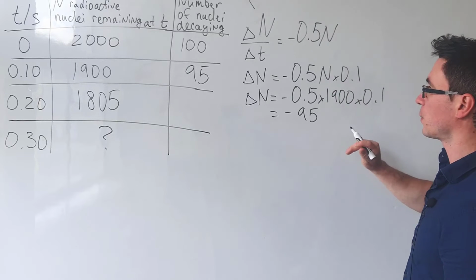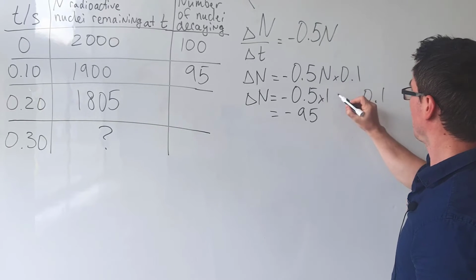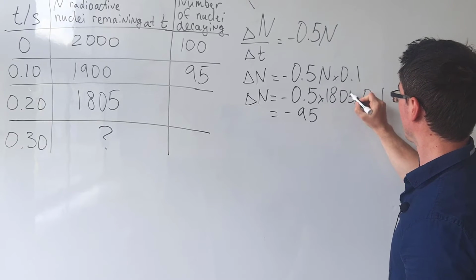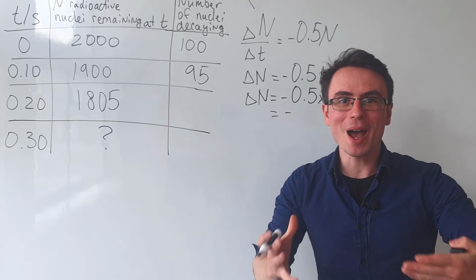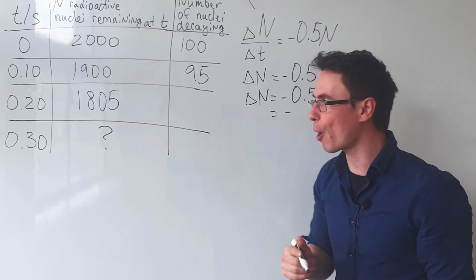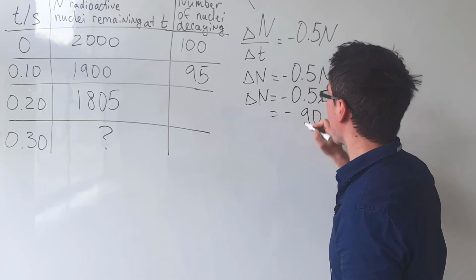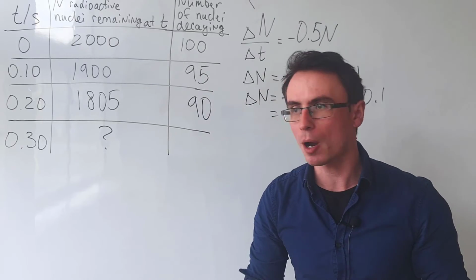Now let's repeat the same calculation. So rather than 1900, I'm going to say that this number here is 1805. Let's plug this again into a calculator, and this will give us minus 90.25, but because we're dealing with whole particles, I'm going to write this as minus 90. So this means that we're losing 90 particles.